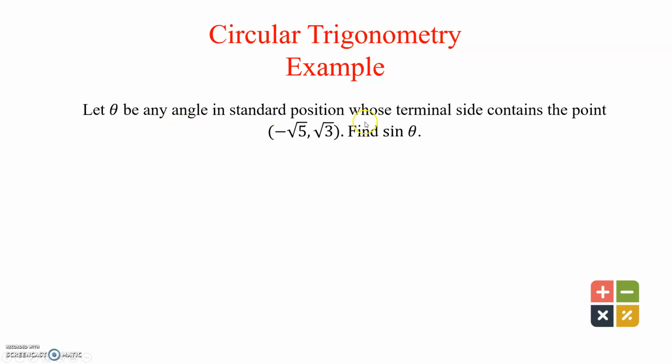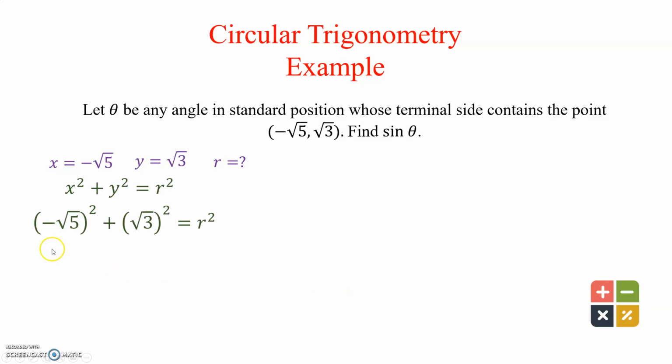Let theta be the angle in standard position whose terminal side contains this point. Negative radical 5, comma, radical 3. Because we're finding sine, we need to know the y and the r. So we got our x, our y, and we're just going to work to find the r. Substitute our values in. And again, the same thing is going to happen. When we square this, we get 5. When we square this, we get 3. 5 and 3. There's my 8.